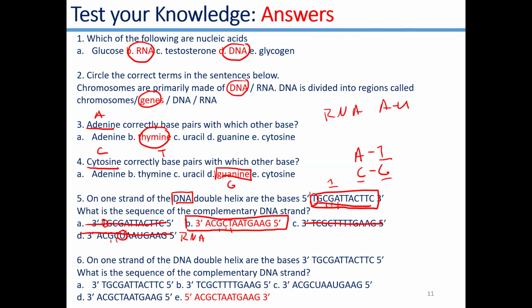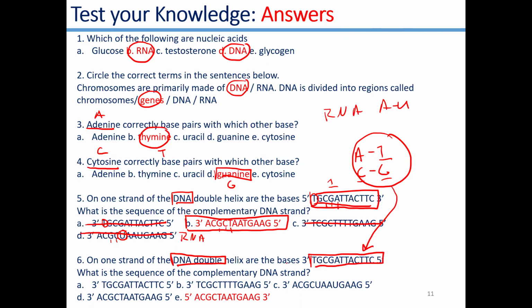So on one strand of DNA, double helix, are the bases T, G, C, G, A, T, T, A, C, T, T, C. And then which one of these are going to match up well? Again, same thing, where you have to identify what we're looking at first. In this case, it's going to be DNA. So we know DNA is going to follow this base pairing rule, A going with T, C going with G. So we're just going to find the complementary set, or the other side to this right here.